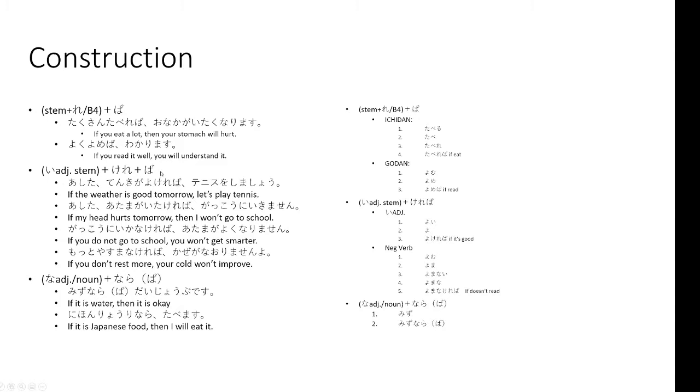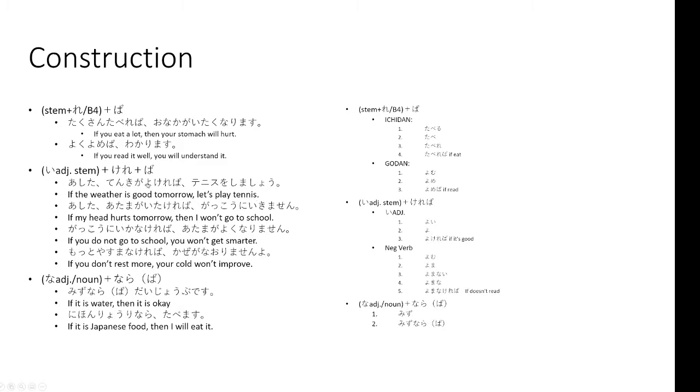So, if I am using the adjective good, which in Japanese is i or yoi, I need to first use the yoi version of that adjective. And then, like I said earlier, you remove the e to get the stem. Now that we have the stem, we can add kereba, and it means if it's good. Yokereba. In this first example here, we have, if the weather is good tomorrow, let's play tennis.